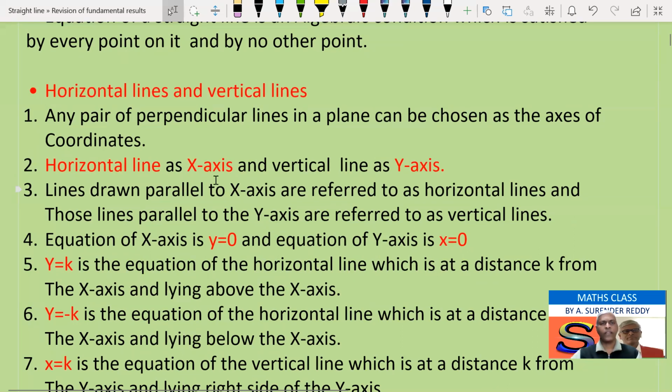Horizontal line as x axis and vertical line as y axis.